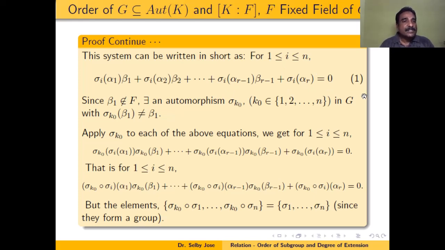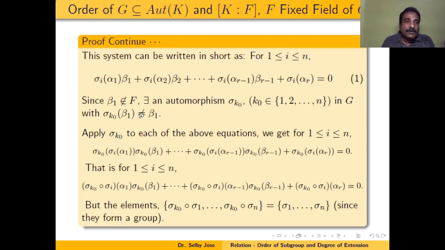But we know that beta 1 is not in F. And therefore you can always find an automorphism sigma k naught in G such that sigma k naught of beta 1 is not equal to beta 1. Because all the elements of G fix the elements of F, and beta 1 is not in F, so not all the elements may fix beta 1. So you can always get one sigma k naught in G such that sigma k naught of beta 1 is not equal to beta 1.